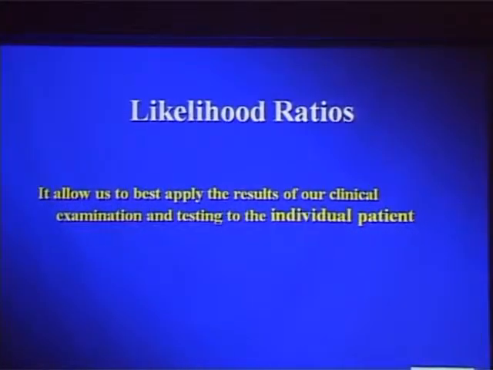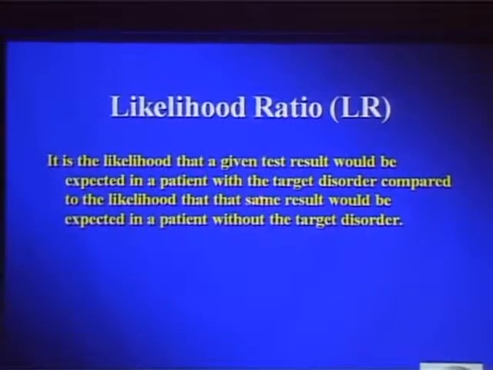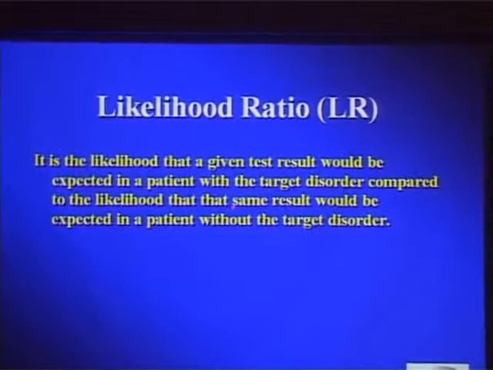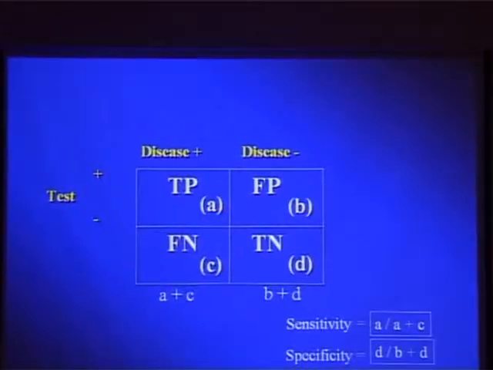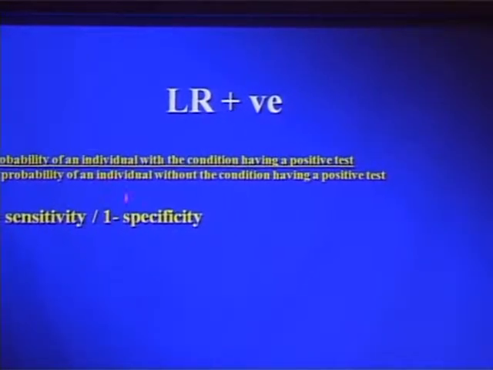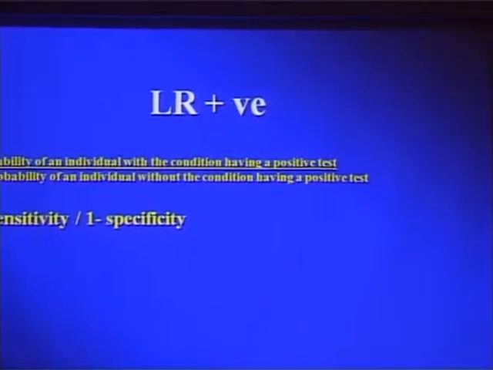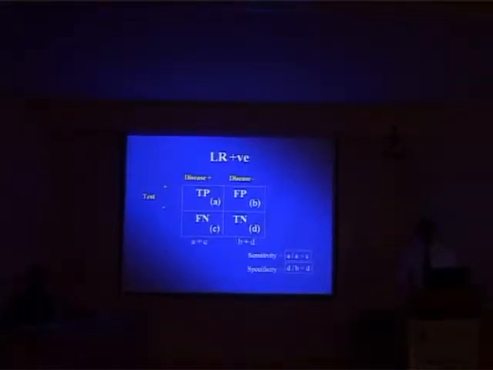The likelihood ratio is the likelihood that a given test result would be expected in a patient with the target disorder, compared to the likelihood that the same result would be expected in a patient without the target disorder. The definition is not important. This is how you calculate it: sensitivity divided by 1 minus specificity. This is just one part of the whole spectrum approach. You use the prevalence of the disease, the likelihood ratio, and the pre-test probability to go to the post-test probability. I will go into detail about that.